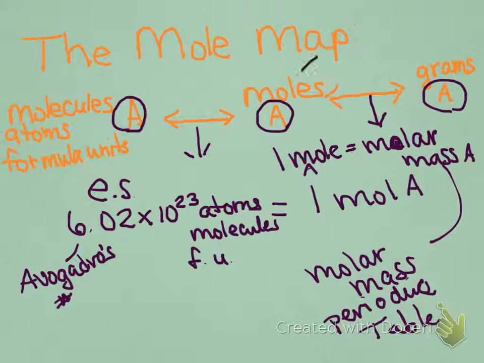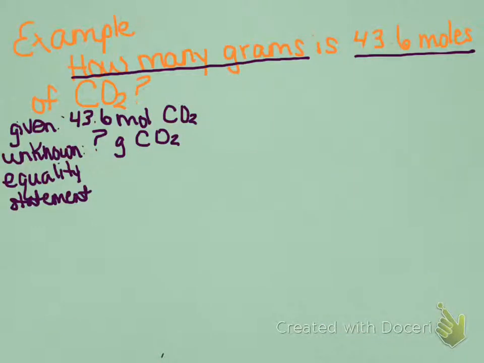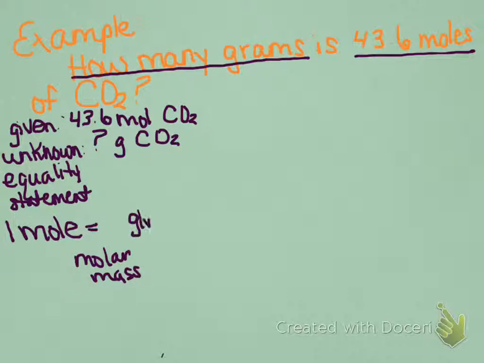When I'm going between moles and grams, I use the fact that 1 mole is equal to the molar mass. So my equality statement is 1 mole equals the molar mass. And we know that molar mass is in grams per mole, so it's in grams. Okay, so I have to figure out the molar mass of CO2 before I can do my problem.